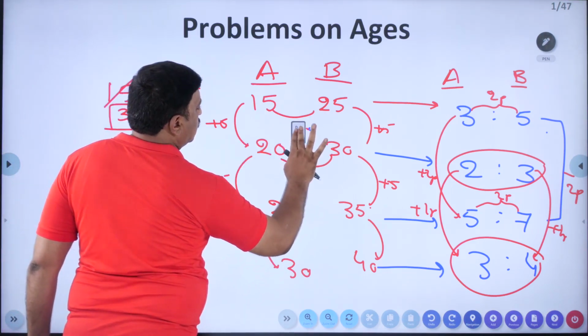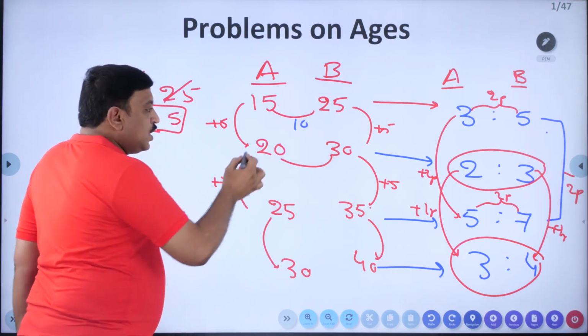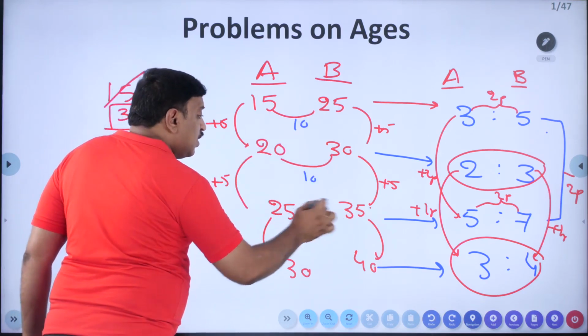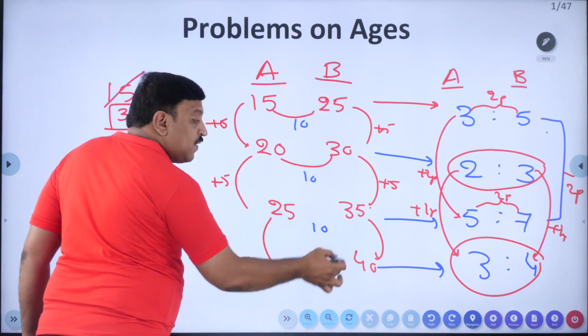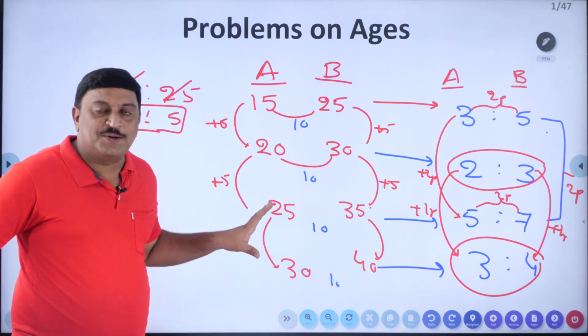So it is 10 years. 15 and 25 is 10 years. 20 and 30, 10 years only. 25 and 35, 10 years only. 30 and 40, 10 years. There is a steady difference in these ratios.